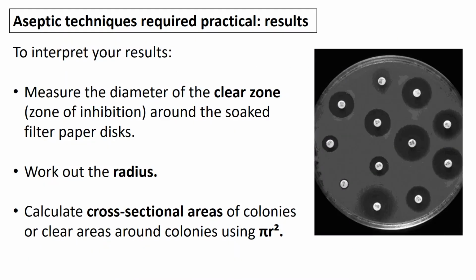So if you want to interpret the actual results and see, for example, which antibiotic might be the most effective against the bacteria that you've grown, you would need to measure the diameter of the clear zone. That's the zone around the disc. And then work out the radius from that, and then use pi r squared to work out the area of colonies that have been killed. And then you can compare the different sizes of the cross-sectional areas around each disc and work out which antibiotic has been the most effective.